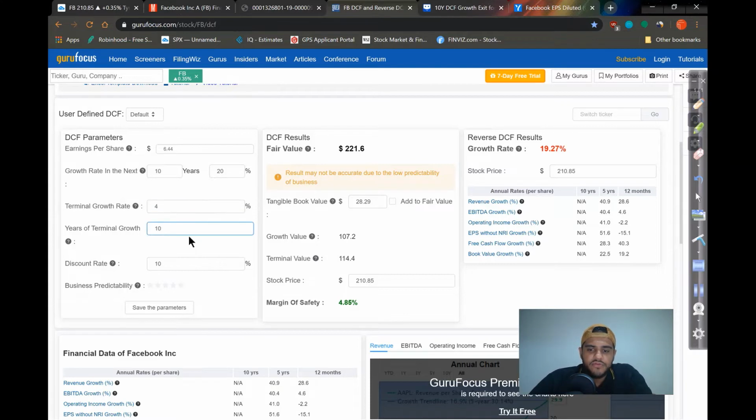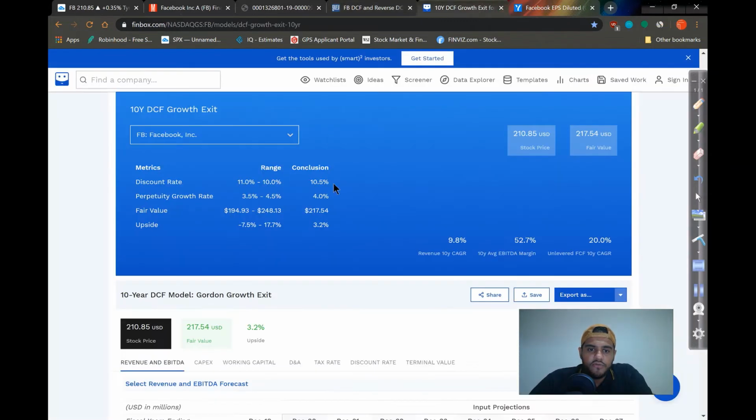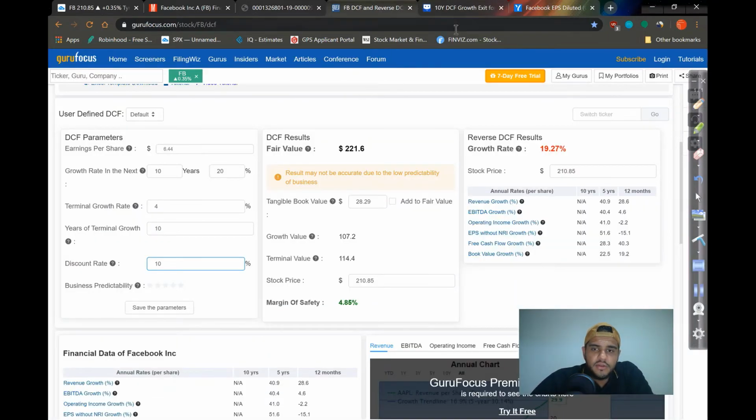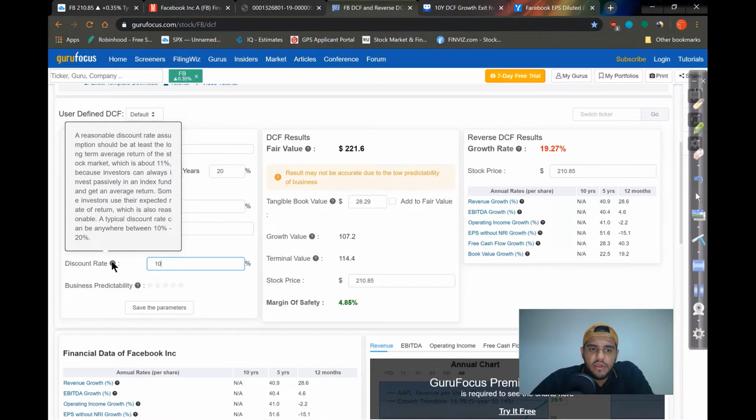And then the years of terminal growth are going to be 10. Let's leave it at 10. And the discount rate, from here you can see a discount rate of 11 to 10, and I decided to take the lower band, which is 10. What is the discount rate?